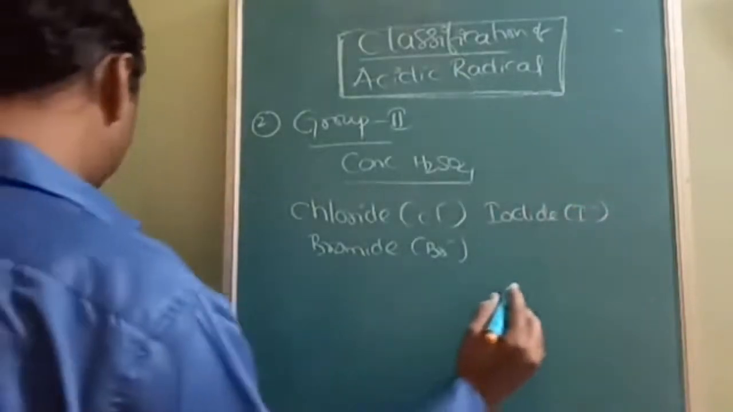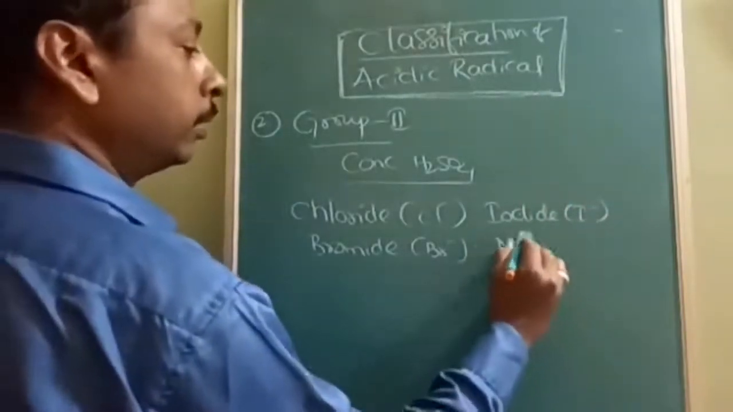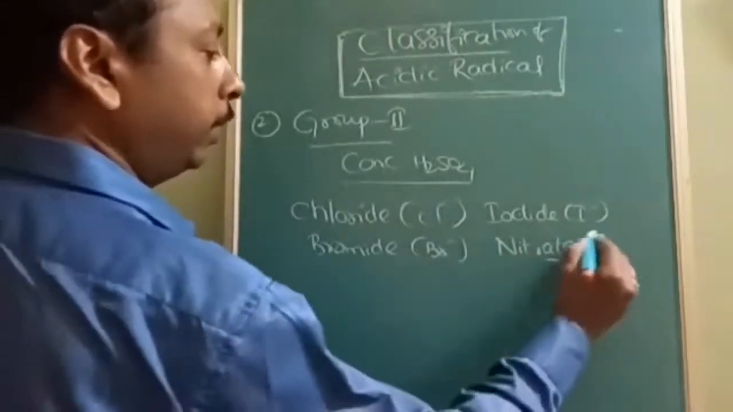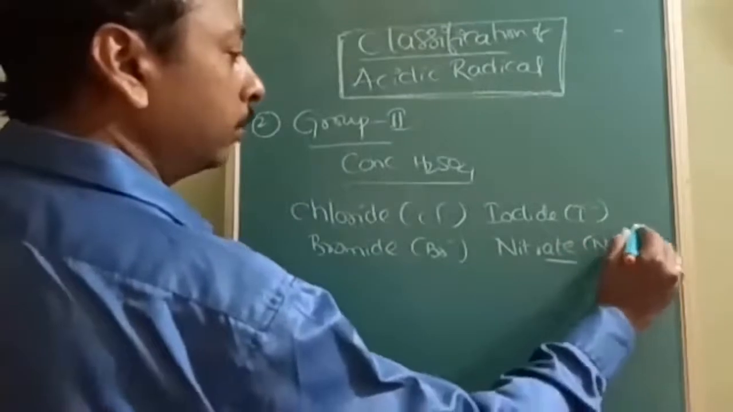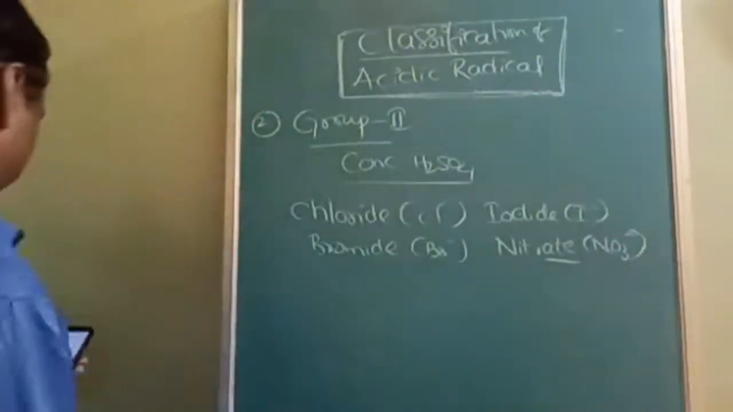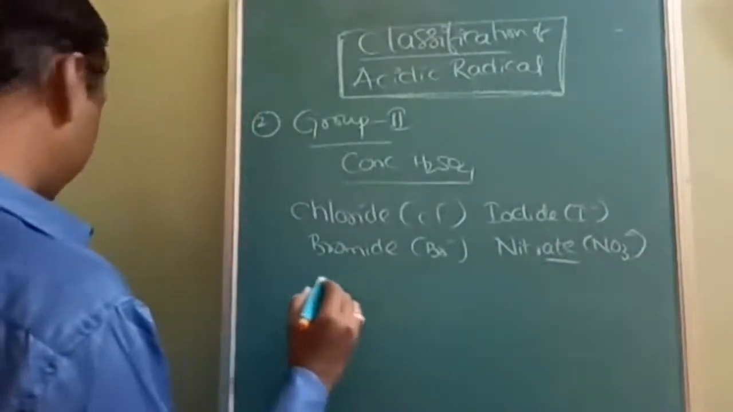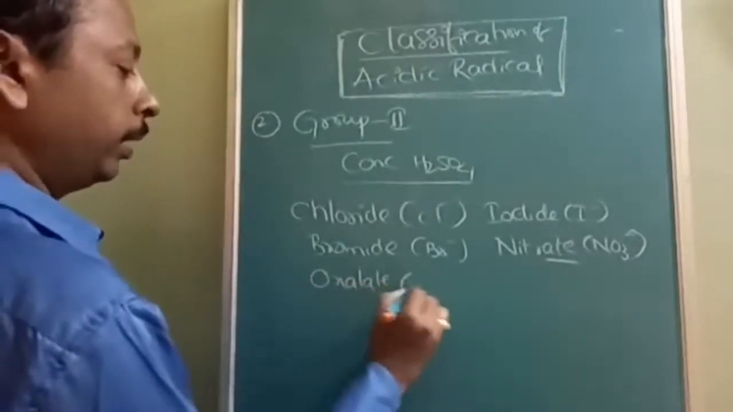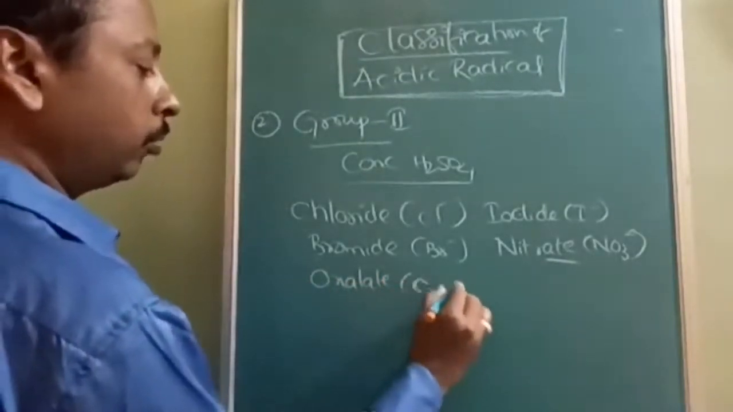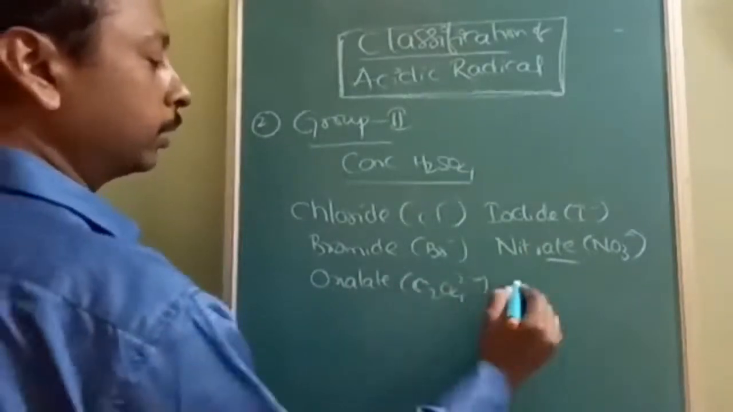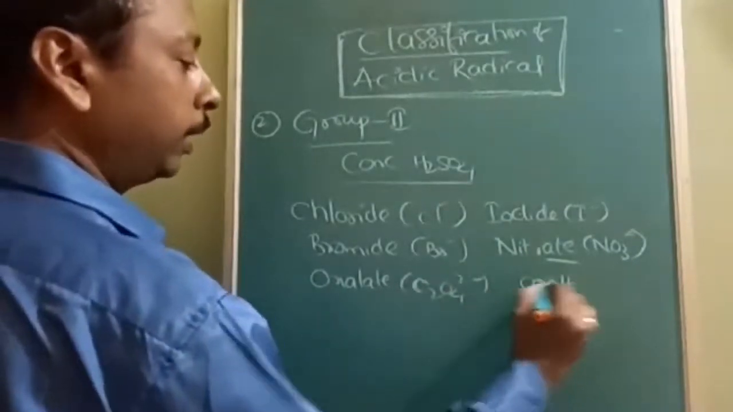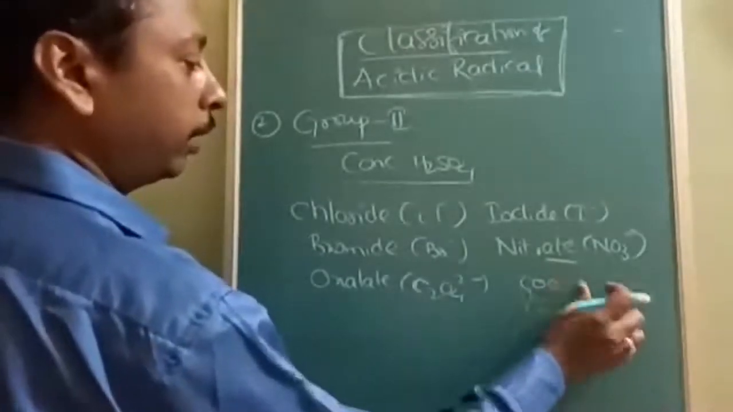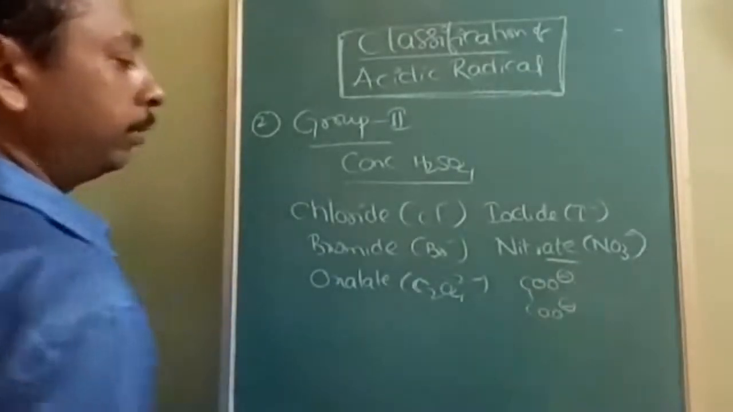Iodide, nitrates. This you have to be very careful. Previously it was nitrite, now here it is nitrate. So NO3 minus. And next one is oxalate. Here also how many ions are there? C2O4 2 minus. Oxalic acid is COOH. So oxalate, two hydrogens are eliminated to form oxalate.